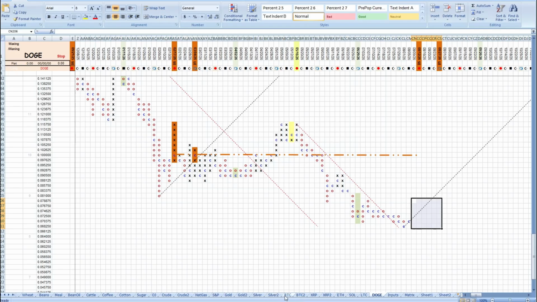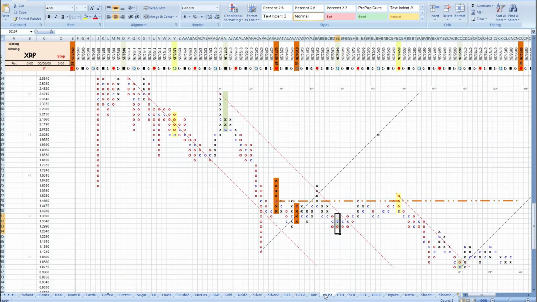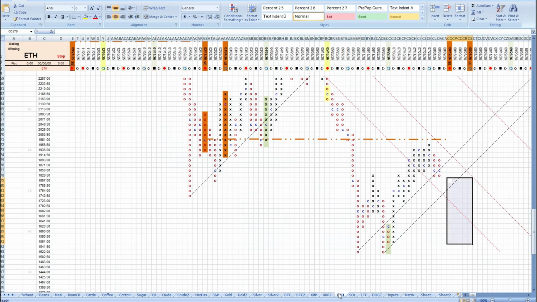Okay, that's the new format. Bitcoin 2 is a little faster. XRP 2 is even faster. And these are normal speeds that I created. I haven't had to adjust them yet.